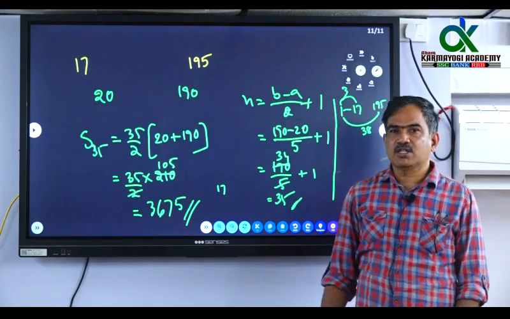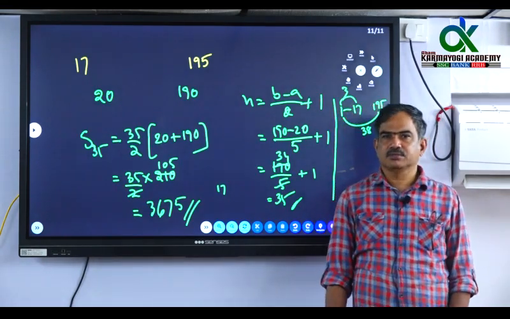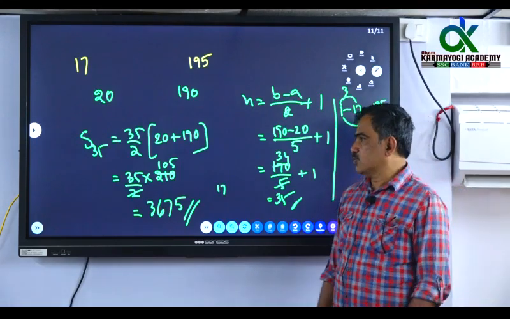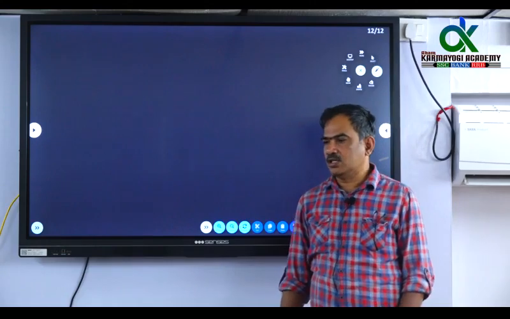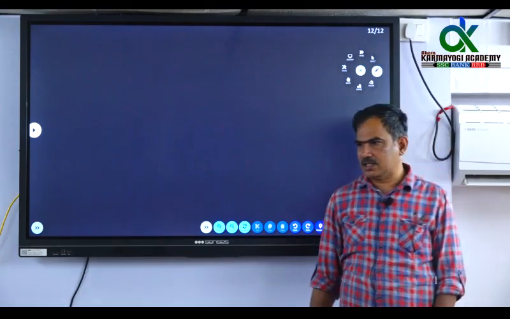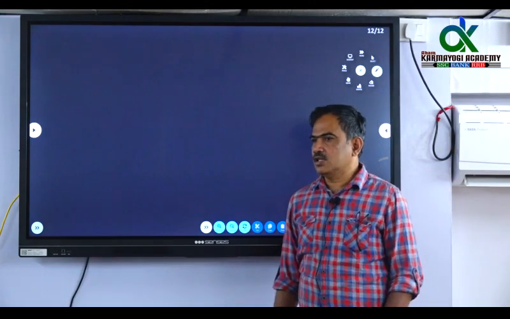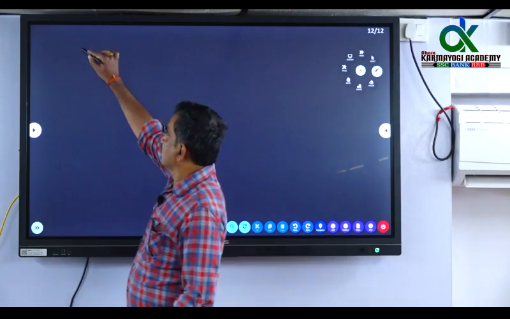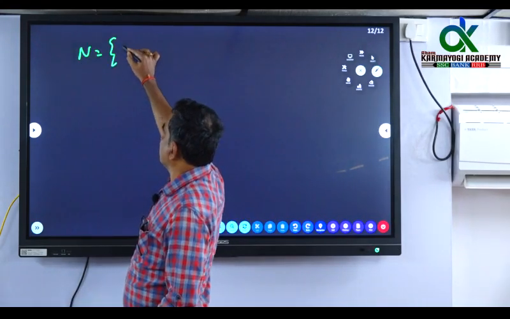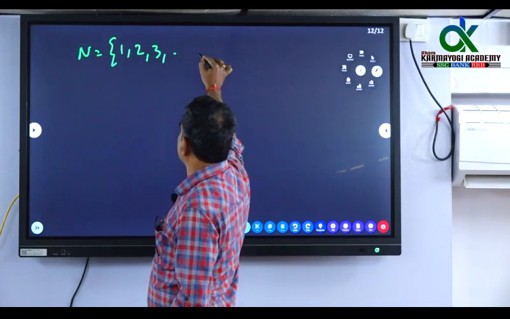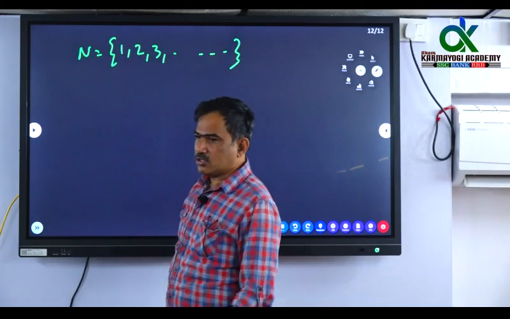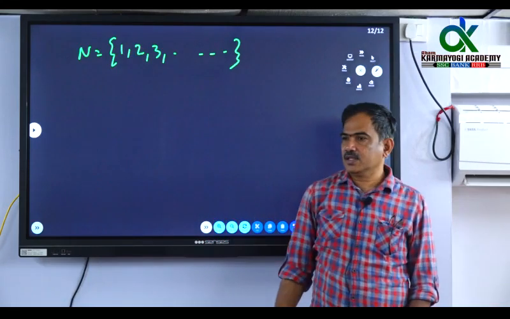Because natural numbers are also in arithmetic progression. Okay. So, what are natural numbers and what about the concepts related to natural numbers? Some time later we will discuss. What are natural numbers? They are also called counting numbers. It starts from 1, 2, 3, 4 and so on. These are called the natural numbers.